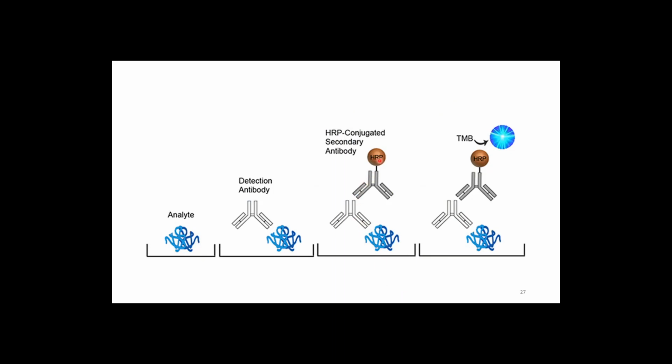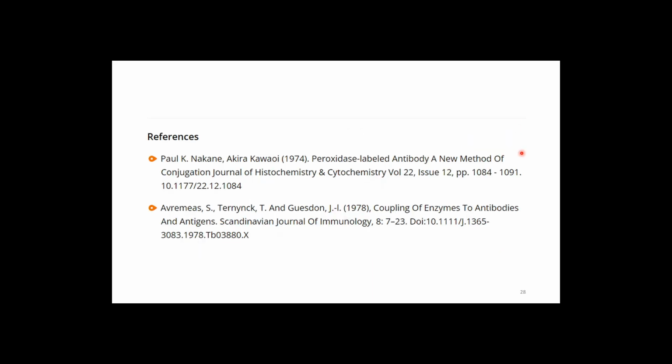This is an enzyme, horseradish peroxidase, that is linked or conjugated to the secondary antibody, which transforms a substrate to the colored product, which gives the visual readout. These are 2 of the references from 2 papers which first came up with the use of these 2 enzymes, alkaline phosphatase and horseradish peroxidase, and these papers are very important and worth reading.